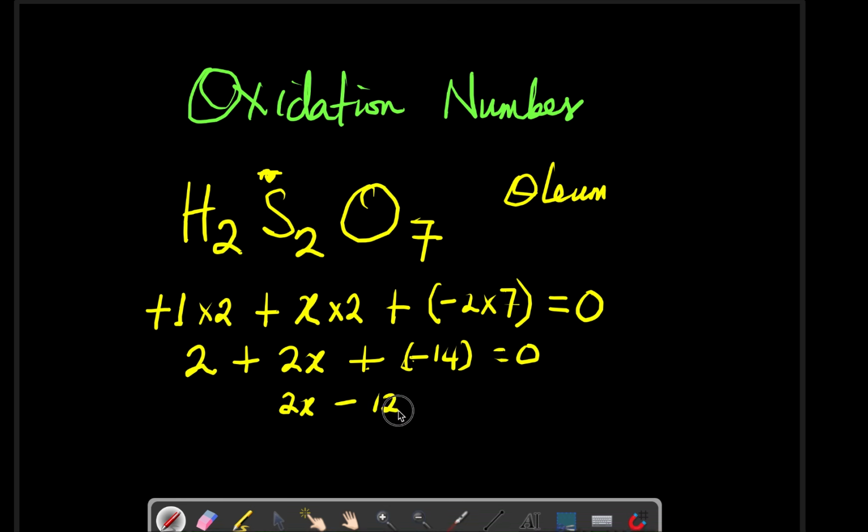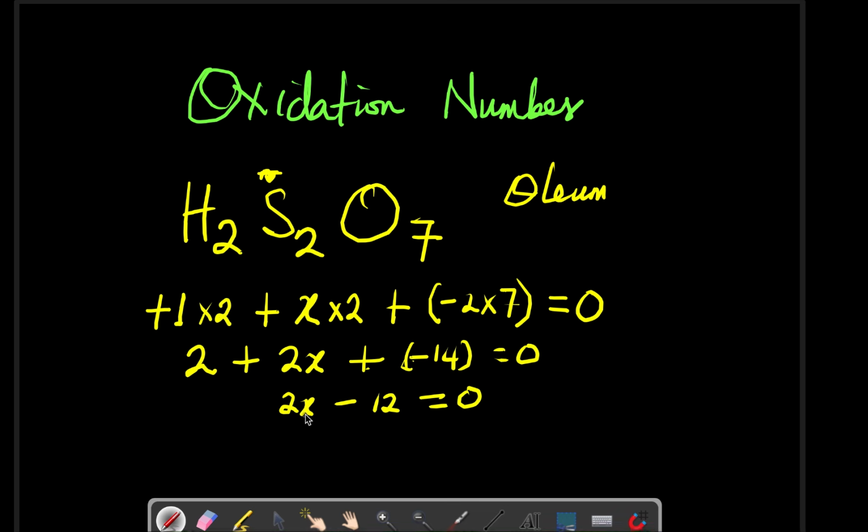Pay attention to the signs, they are very important. Plus times minus will give us minus. So you're going to add these ones that don't have x. That's why I'm collecting like terms. So 2 minus 14 gives you -12. This 2x is still there, and you're having equals 0.